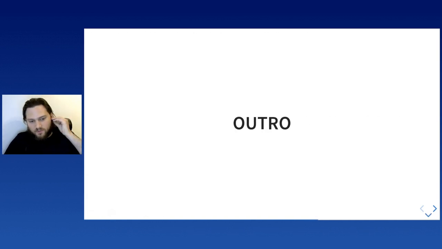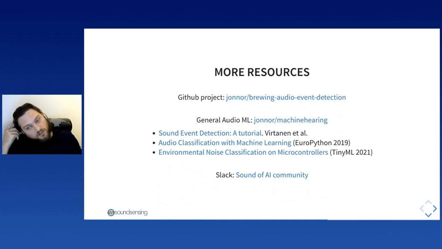So that's the parts that we had for today. I have a couple of bonus ones that we might have time for. But for more resources, I've published the code for this project. It's in an early stage. There is some data there. There are some Python notebooks that implement the basic model, but it's not yet a finished solution by any chance. But it's a good place to have a look and follow if you're interested in this project and in the practical application of sound event detection. So that's on Jon Brewing audio event detection. And I also provide some resources for general audio ML, also on GitHub, the Jon machine hearing repository.